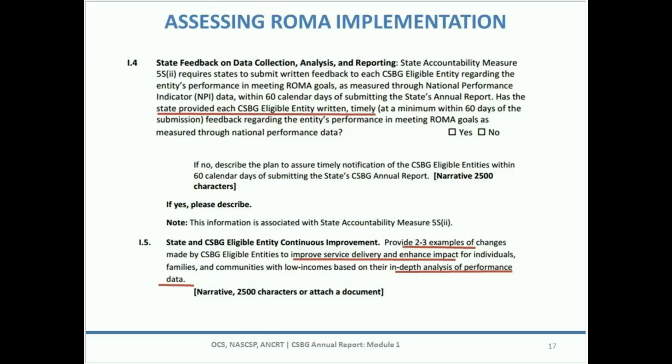And then the last piece here is I.5, where the state is going to provide examples. So similar to the success stories that Jenae just talked about, this would be some stories, examples of changes that were made by eligible entities that were based on the performance data that they have looked at. So what changes did they make to improve service delivery, to enhance the impact for the individuals, families, and communities that were based on their analysis of performance data.